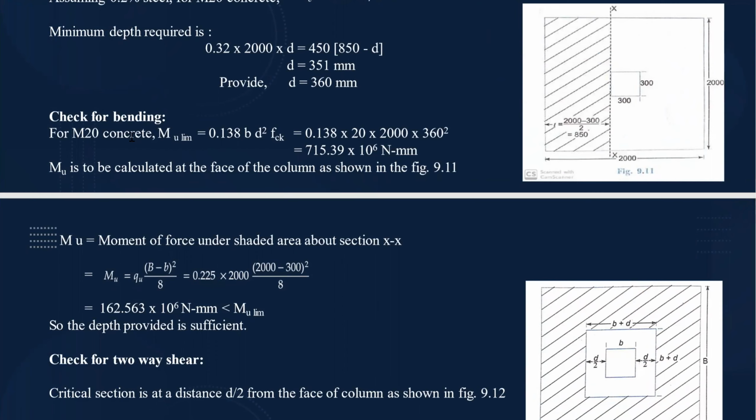For the check of the bending, since it is given that you have to use N20 grade of concrete, therefore MU limiting for N20 grade of concrete is 0.138 b d square fck. So the limiting moment will be 715.39 into 10 to the power 6 Newton mm. And you have to calculate the bending moment at the face of the column as shown in figure 9.11.